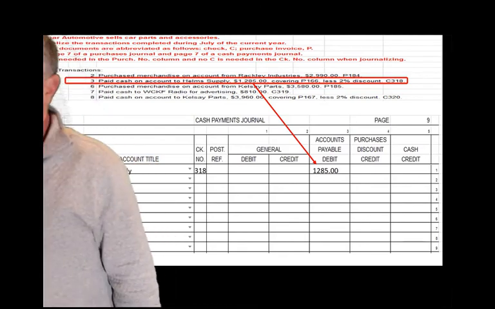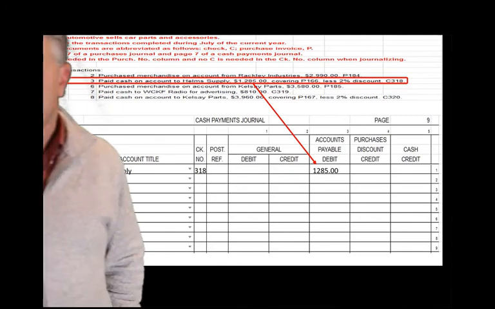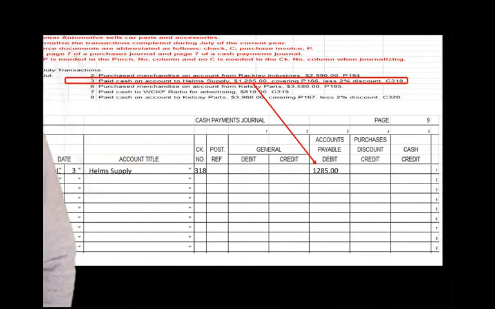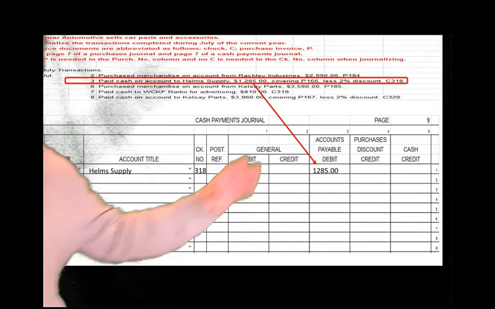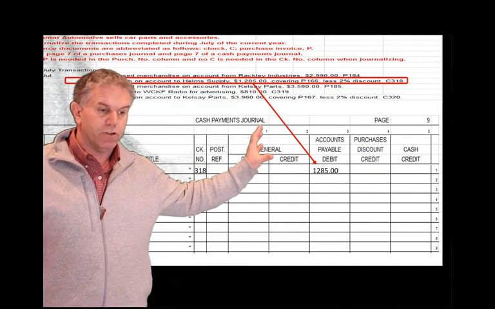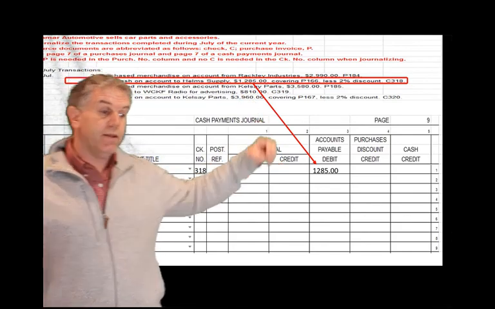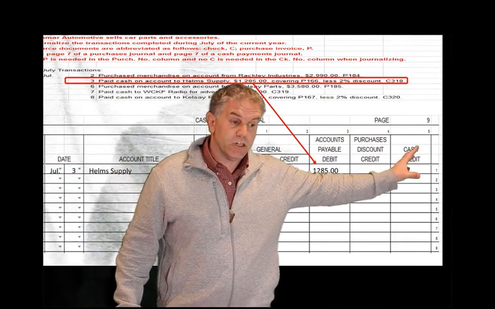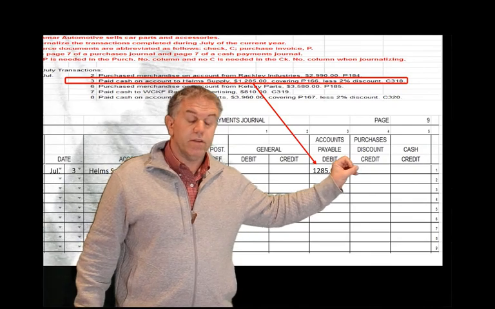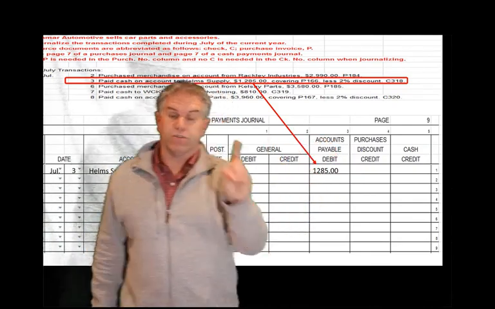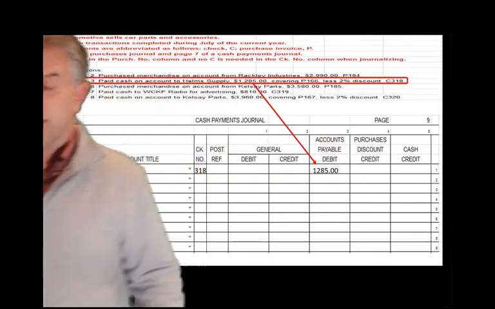So what do we got here? My accounts payable debit. Well, how much do I owe Helm Supply? Well, I owe Helm Supply $1,285. I put the big number under the accounts payable debit. Think of it this way. Biggest number, accounts payable debit. Second biggest number, cash. The smallest number is going to be the purchase discount if there's a purchase discount. Think about that. Okay, little trick for it.